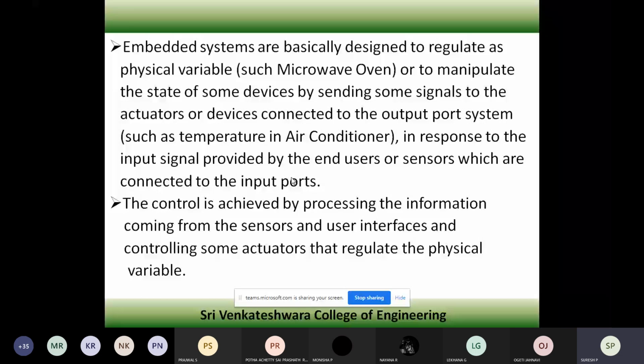If we take the AC, it is going to regulate the physical variable which you have got. What is the temperature you have got? That is a variable, which carries some data. Then you have the keyboard, push buttons, switches, and some user interfaces used.